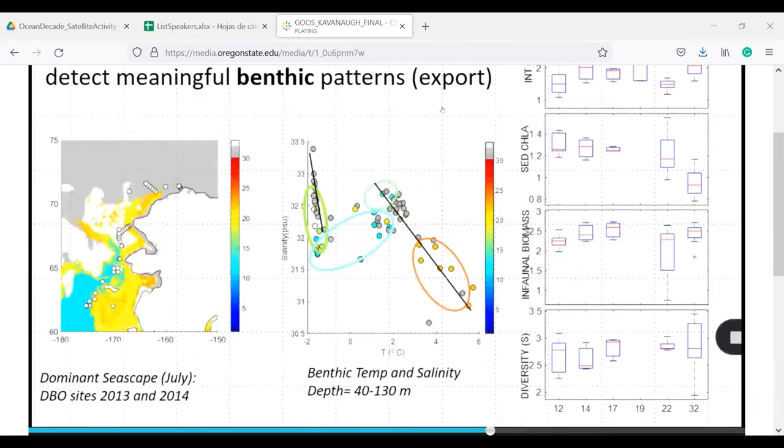Satellite observations are also being used to determine the extent and dynamics of benthic hotspots in the Arctic. The US Arctic MBON has partnered with the Distributed Biological Observatory. The DBO is a change detection array where both water column and benthic environmental and biological measurements are measured concurrently each year. Here, satellite seascapes describe unique water masses that are translated to unique patterns of temperature and salinity on the benthos below. Surface seascape state may possibly represent export potential, but it also captures the variability in integrated and sediment chlorophyll A, infaunal biomass, as well as infaunal diversity in the benthos.